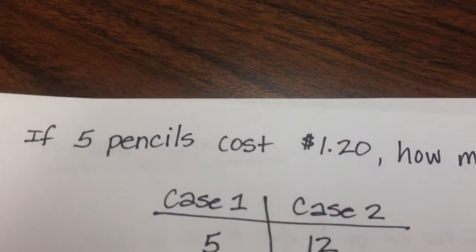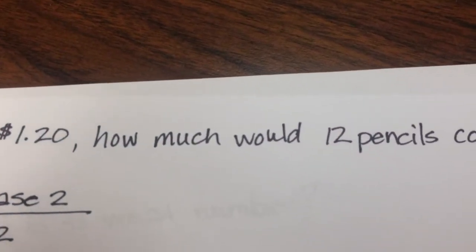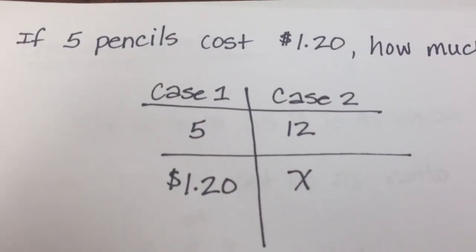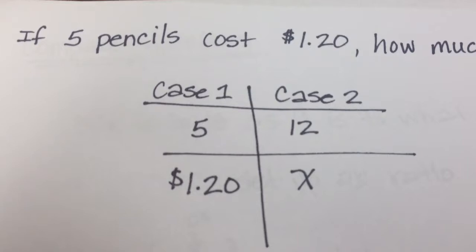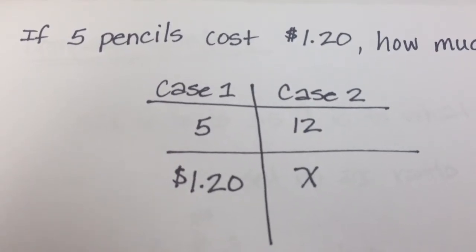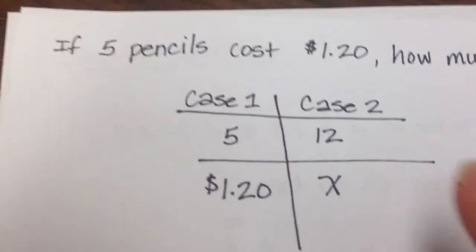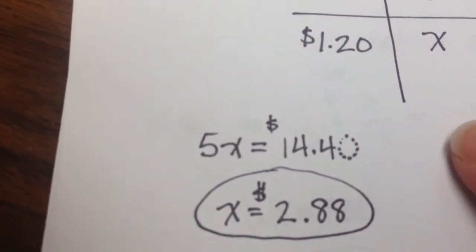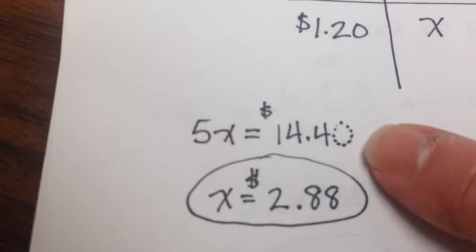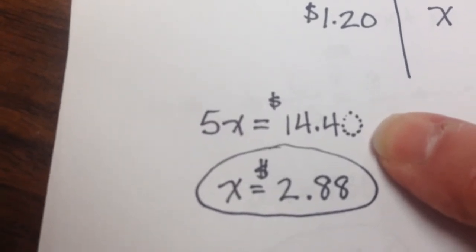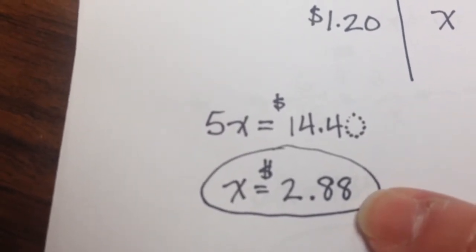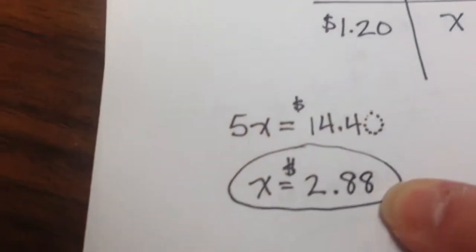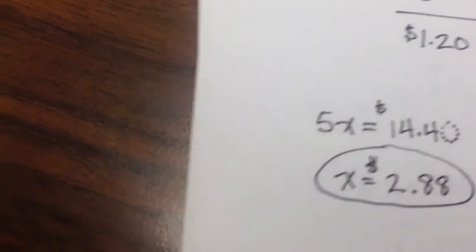If 5 pencils cost $1.20, how much would 12 pencils cost? All right, we're going to set up our ratio box, case 1 and case 2. 5 costs $1.20, or 12 would cost how much? Cross multiply, so we get 5x equals 14.4. Just think of that as 1440 because we're talking money. Divide 1440 by 5, you get $2.88. So 12 pencils would cost $2.88. All right, here's another one.